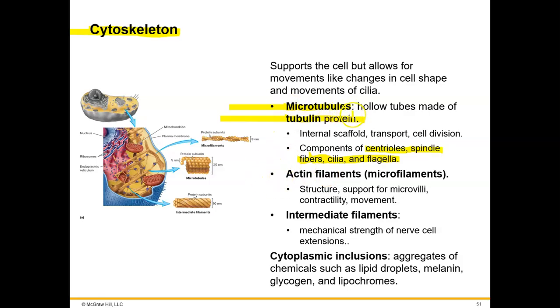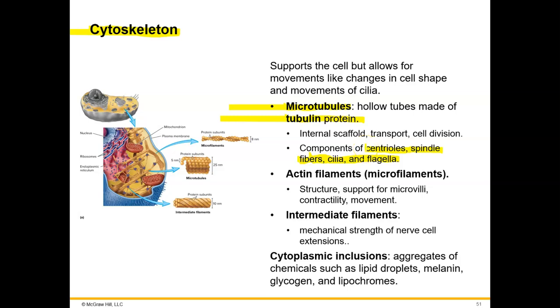Microtubules are the thickest of the cytoskeleton fibers, and they do form an internal scaffold, and they're involved in transport and cell division.